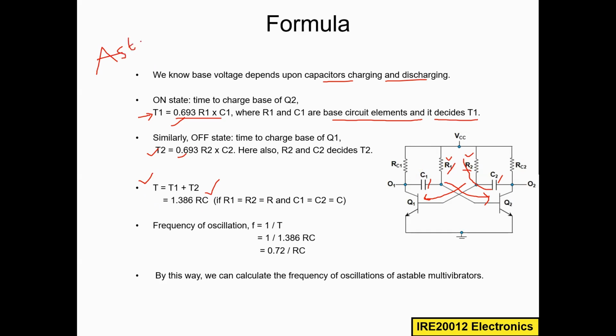We are talking about the astable multivibrator. Why should we calculate this time first of all? Because we want to calculate the frequency of oscillation. We know this astable multivibrator is also a kind of oscillator. It's producing non-sinusoidal waveforms, right? So we need to know how many cycles I produce per second. If I want to calculate this, then I must calculate the timing. That is why we calculate the timing.